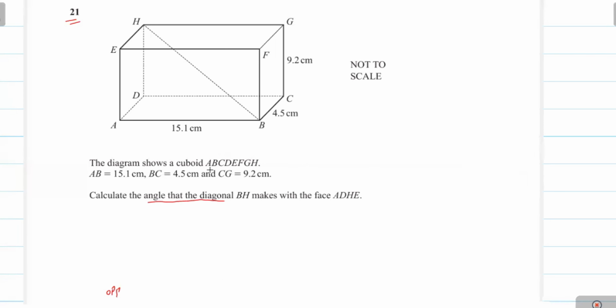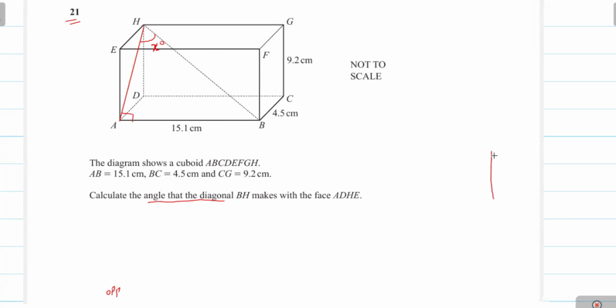Question 21, the diagram shows a cuboid. Calculate the angle that the diagonal DH makes with the face ADHE. This is the face ADHE. Firstly, we will draw the diagonal here. And the angle between the face and this diagonal HB, this is the angle between HB and the diagonal AH. This is the angle that we have to find. This angle we suppose is x degree. And this is the right angle triangle. Therefore, we draw here the right angle triangle.